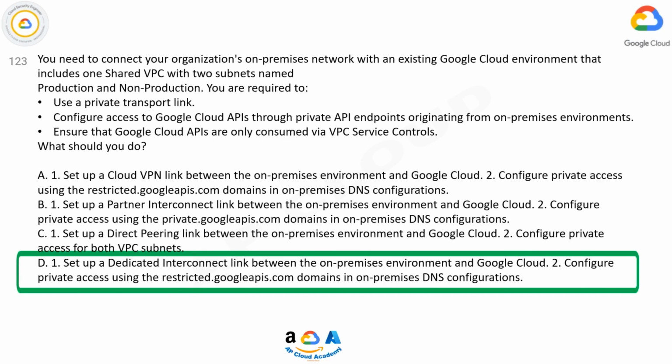The correct answer is D. 1. Set up a Dedicated Interconnect link between the on-premises environment and Google Cloud. 2. Configure private access using the restricted.googleapis.com domains in on-premises DNS configurations.